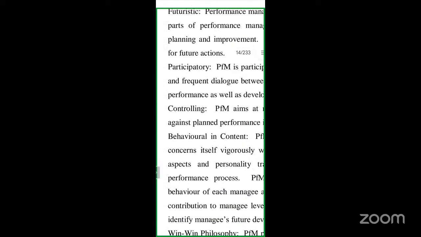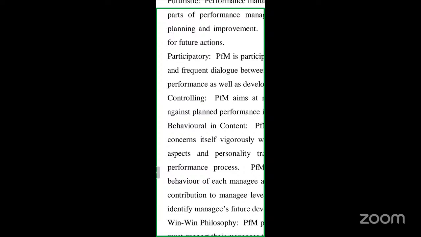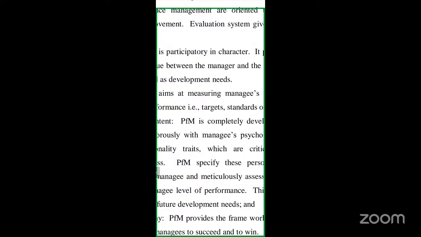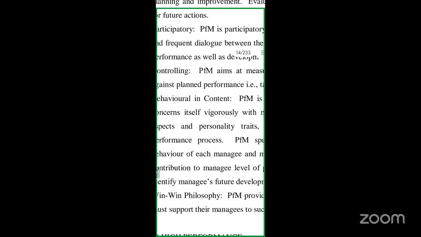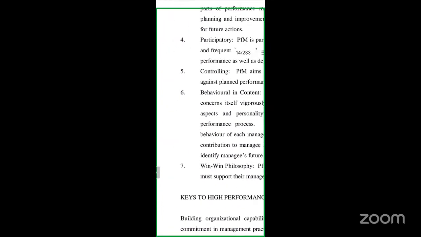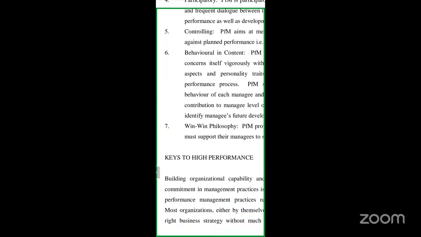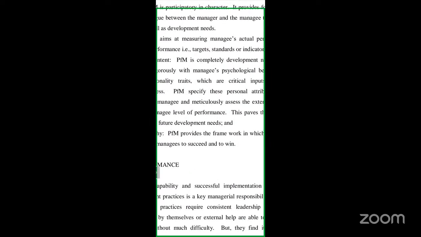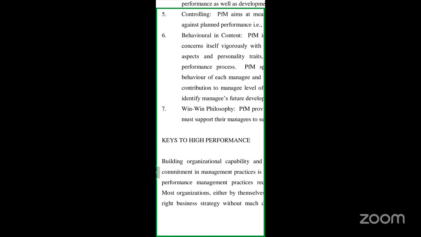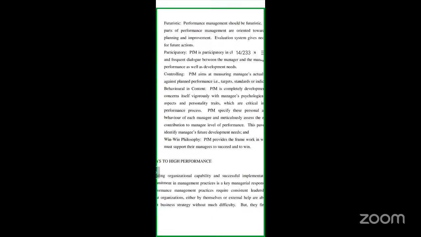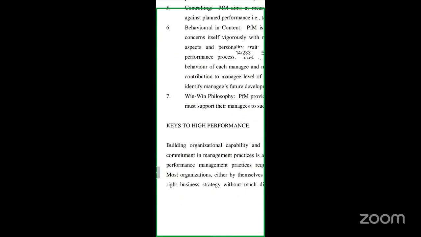Then we have controlling, planning, controlling, feasibility, flexibility. Performance management aims at measuring managees against planned performance, that is targets, standards, or indicators. Then we have win-win philosophy. This is an important philosophy. Performance management provides a framework in which managers must support their managees to succeed and to win. Then we go for keys to high performance.